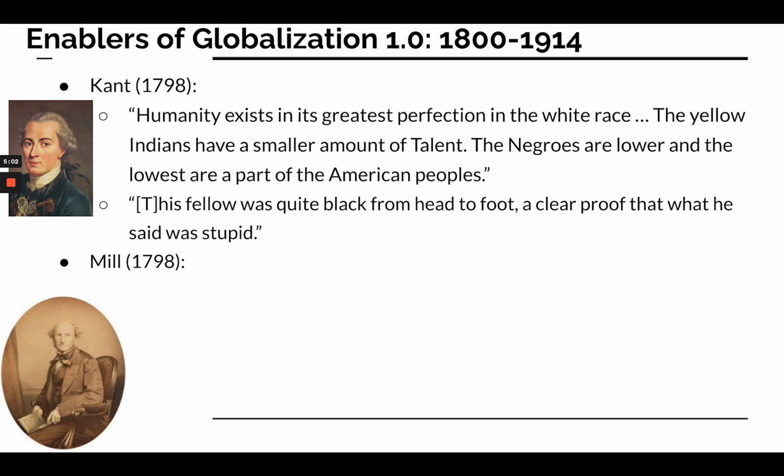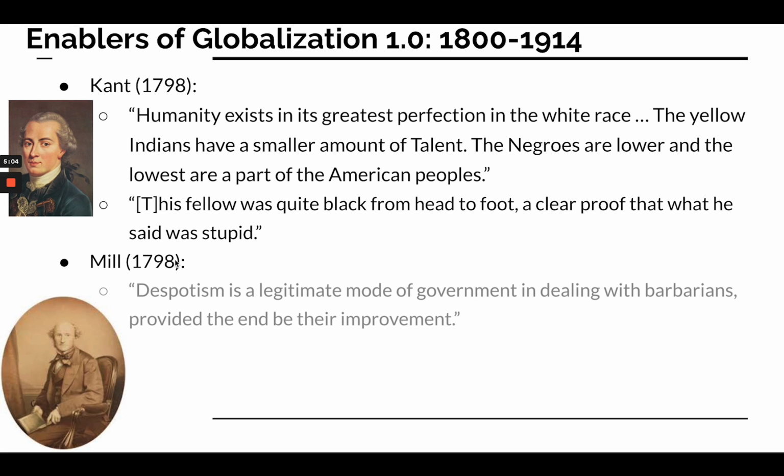Mill, not writing in 1798, but in the 19th century, said: "Despotism is a legitimate mode of government in dealing with barbarians, provided the end be their improvement." Barbarians, he is certainly using here pejoratively. These are people who lack civilization. And when dealing with people who lack civilization, despotism is a legitimate mode of government for dealing with them.